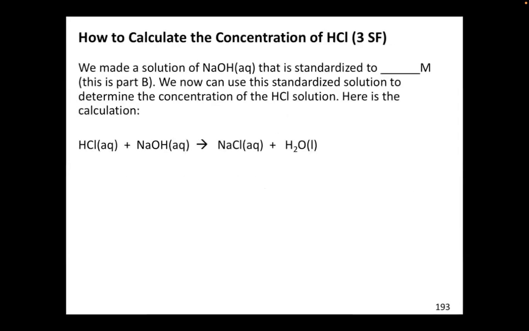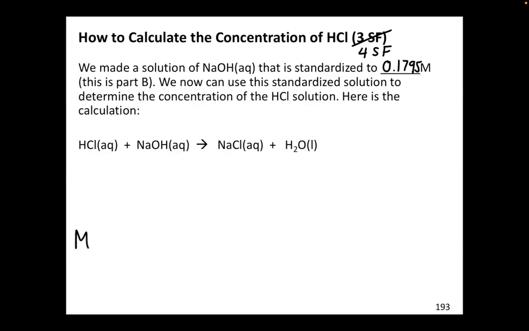Let's do some calculation. The goal of this part is to determine the concentration of hydrochloric acid, and this simulated program will give us 4 significant figures. We made a solution of sodium hydroxide that is standardized to 0.1795. I believe that's my value. Yours might be different. We can now use the standardized solution to determine the concentration of the hydrochloric acid solution.